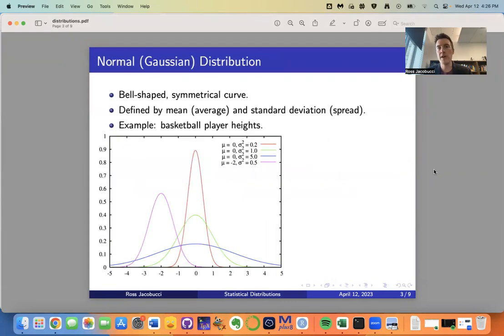The normal or Gaussian distribution is a bell-shaped and symmetrical curve. It is defined by its mean, which is the average value, and the standard deviation, which represents the spread of the data. An example of a normal distribution in basketball is the height of the players.